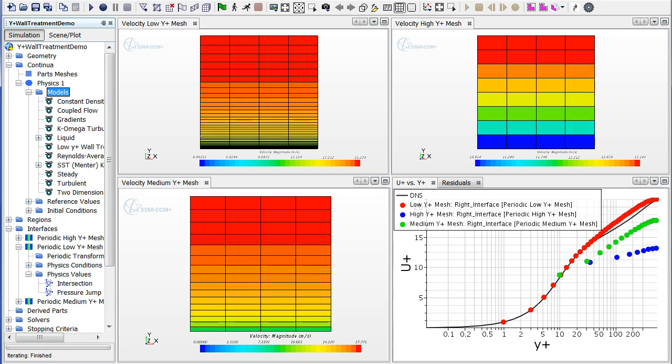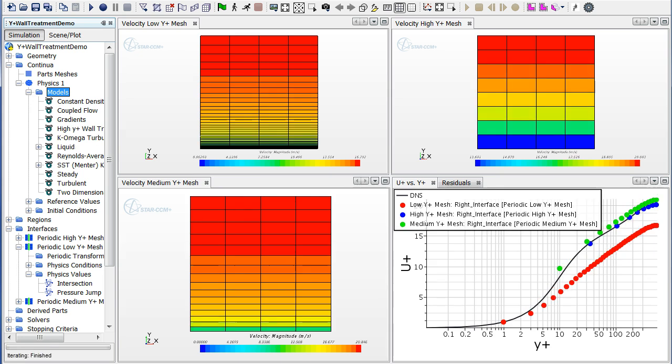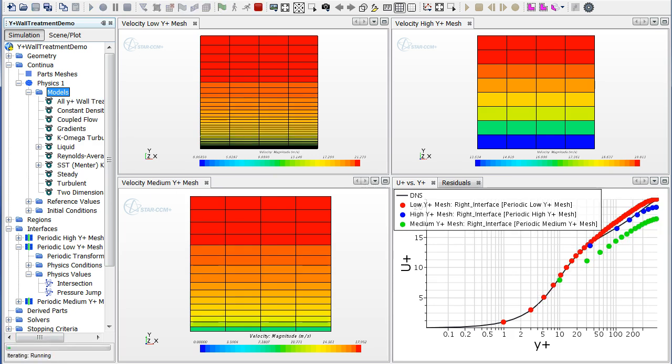Similar observations can be made for the SST K-omega model. Here with a low y plus wall treatment, with a high y plus wall treatment, and with an all y plus wall treatment, which is capable of handling low and high y plus meshes. As we can see, the medium y plus mesh produces a lower quality solution.